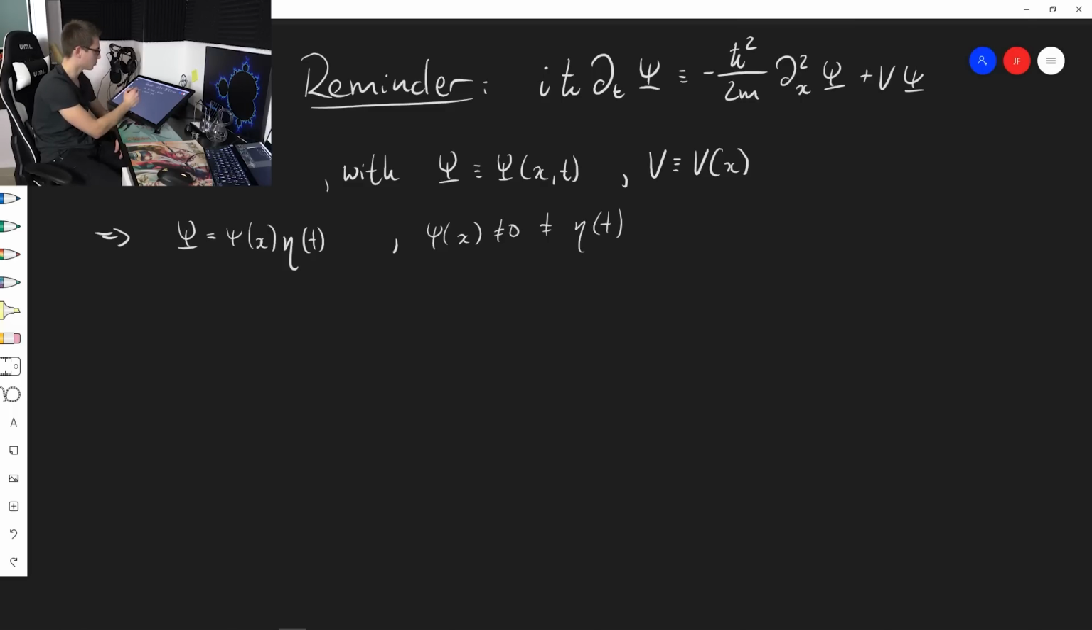Now, we are just going to plug our new definition of capital psi up here in the time-dependent Schrödinger equation and see what we're actually going to get. So let me plug everything in here.